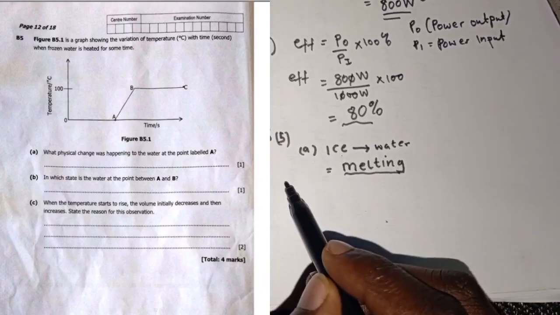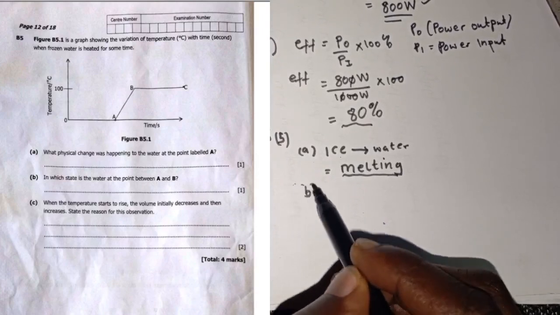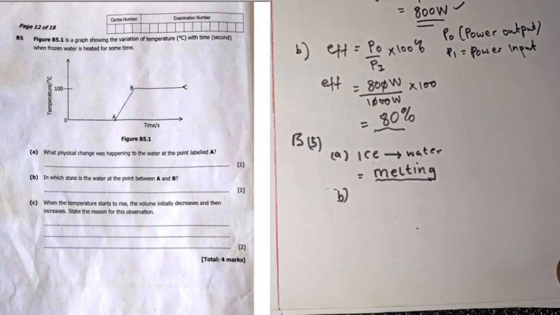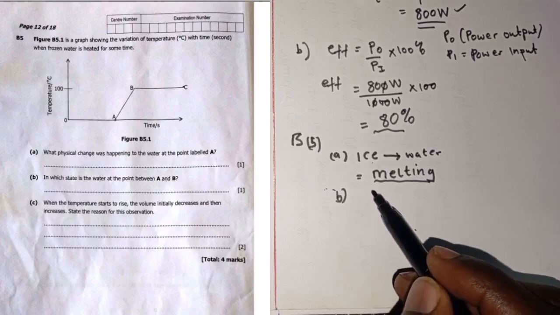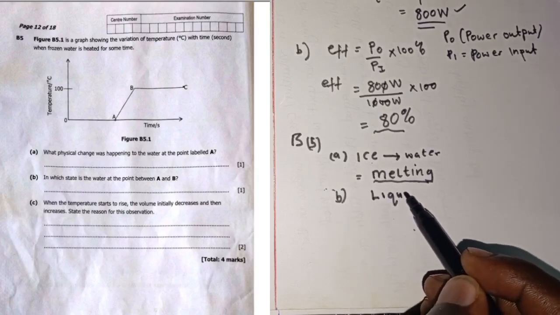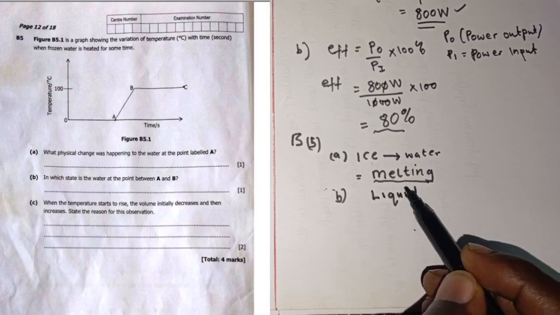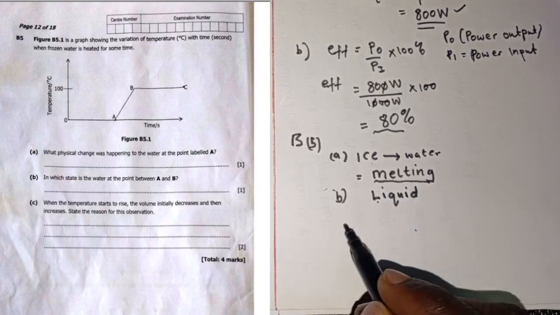Then question B. In which state is the water at a point between A and B? The state there is liquid, because once it reaches 100 degrees, water will start to change to gas.